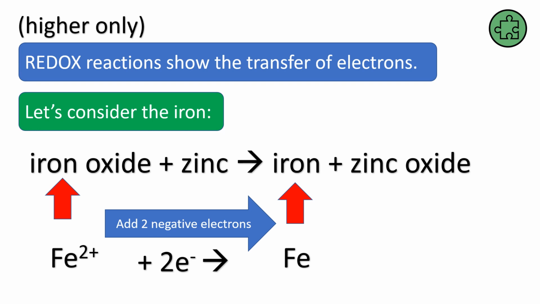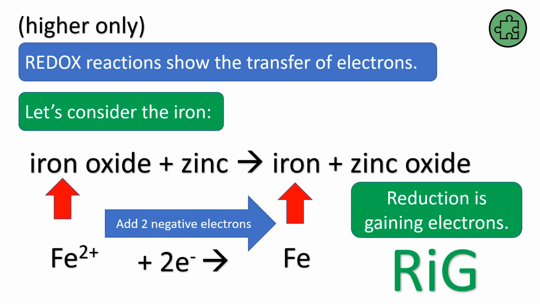And we would write that like this, +2 e-. So the e- again is electrons and I'm adding 2. And this is the other side of the equation, the other half equation. So reduction is also gaining electrons and we can remember that by RIG. Reduction is gain.